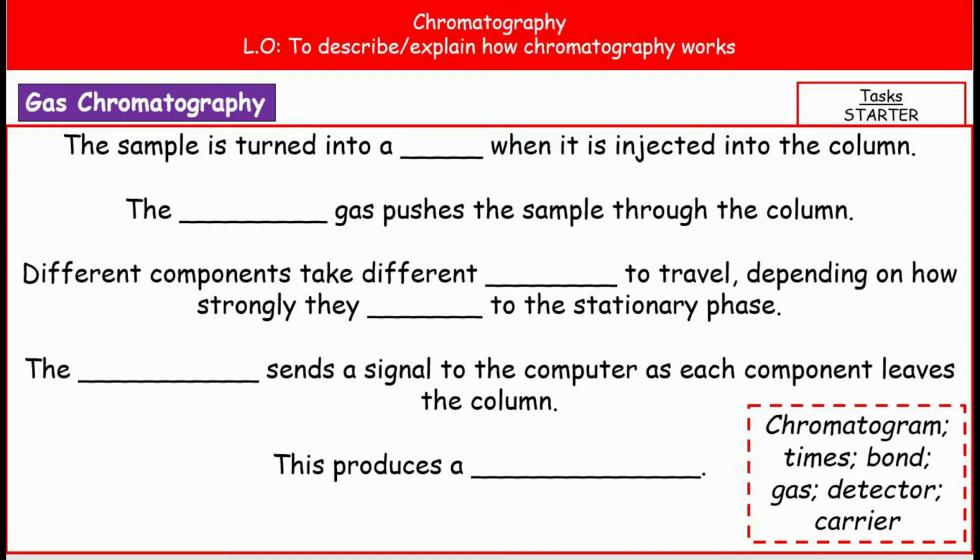So what we've got here then are 5 sentences all about how gas chromatography works. To help you out, the missing words are in the bottom right corner of your screen. So what I'd like to do is write down those 5 sentences and fill in the blanks using the missing words in the bottom right. So I'm going to give you about 4 minutes to do that.